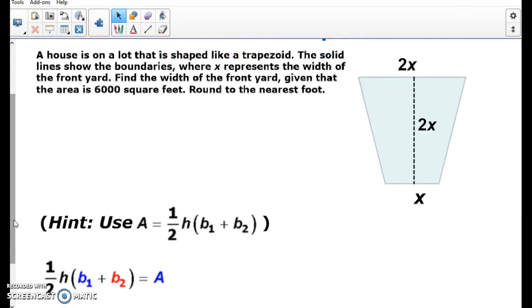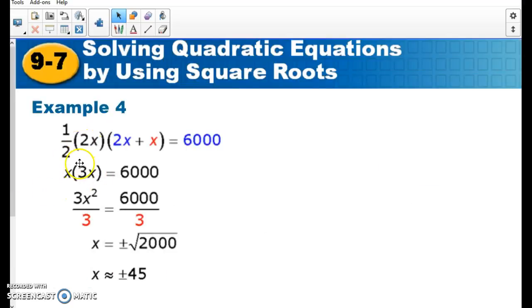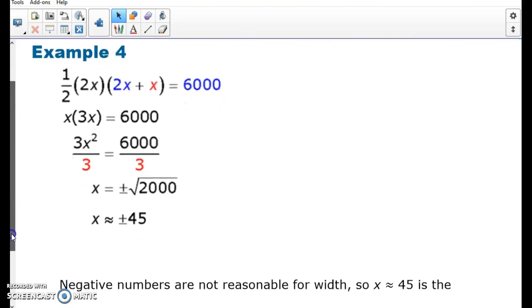And then there is one problem on the homework that talks about using square roots to find area. The book problem, I believe, is a rectangle. This is a trapezoid, but it's done pretty much the exact same way. So if I had a trapezoid where my height was 2x and my bases were x and 2x, remember when I'm multiplying my exponents, I'm going to end up with an x squared in there. So 1/2 times 2x, and then in parentheses 2x plus x, so that's going to be 3x times x. So it's going to end up being 3x squared. And then divide by 3, and then the square root of 2,000 is about 45.